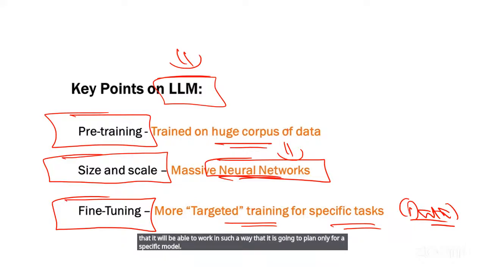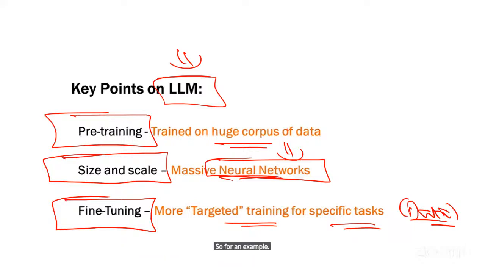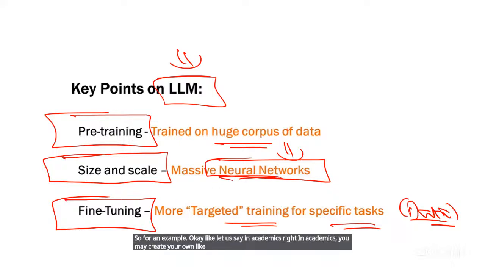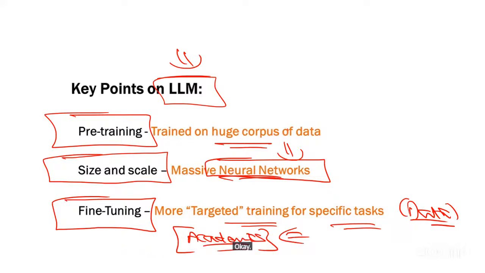For example, let us say in academics, you may create your own ChatGPT-like model, but it will only be giving answers with regards to academics, not anything more than that. Like this, you can fine tune and make sure that it is only applicable to a particular model. That's it. That's something I just want to make sure that you all are aware about.